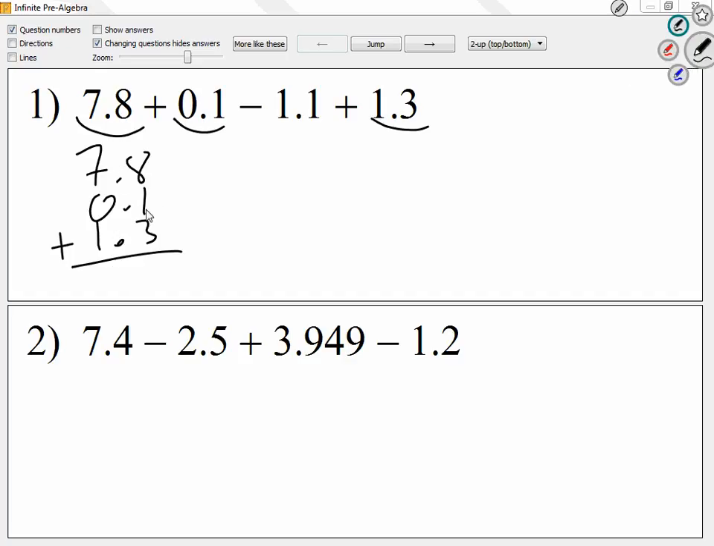So 8 plus 1 plus 3, I know that's 12, so carry the 1. 1 plus 7 plus 1, that's 9. So my positives is 9.2. Positives only.